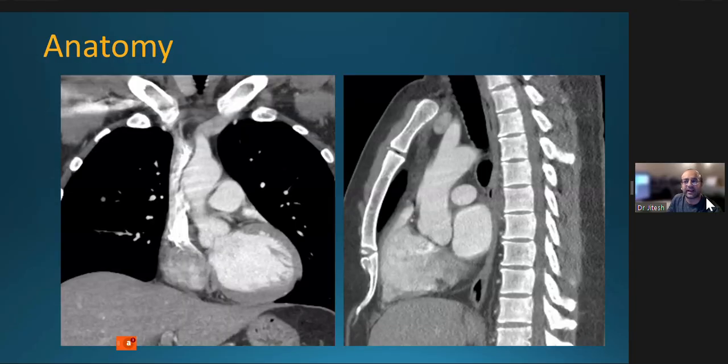So let's begin with anatomy of the mediastinum. As we all know, mediastinum is the space between the two lungs. It is superiorly bounded by the thoracic inlet, inferiorly by the diaphragm, anteriorly by the sternum, and posteriorly by the spine. And mediastinum contains important structures, and several diseases, including neoplastic and non-neoplastic disease, can occur in the mediastinum.